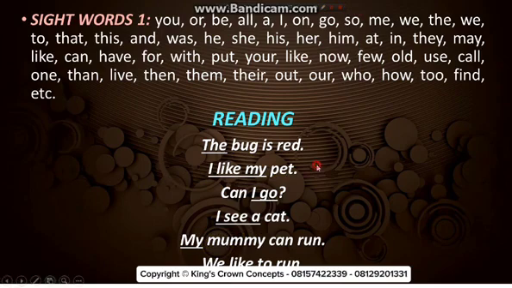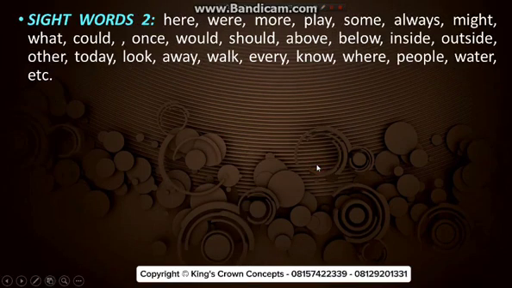So the next is sight words 2, where we have "here," "where." There's an error: some of these ones in sight word 2 appeared in sight word 1, so you just take note of them and remove them. So here, where, more, play, some, always, might, what, could, and like that. You teach them to read them, to spell them.